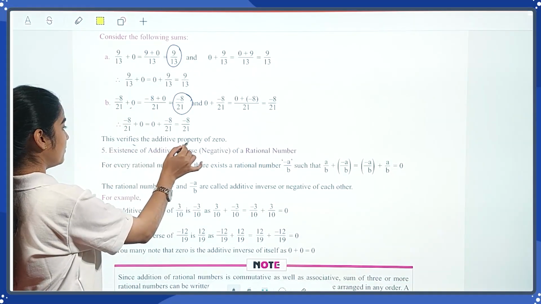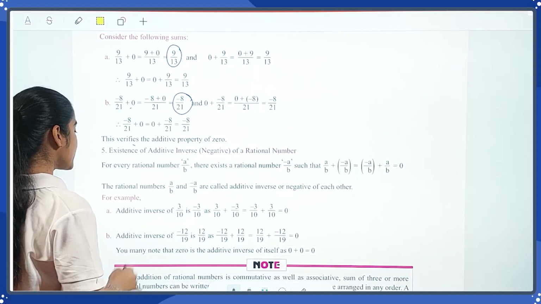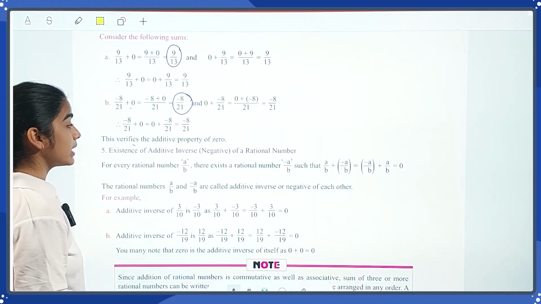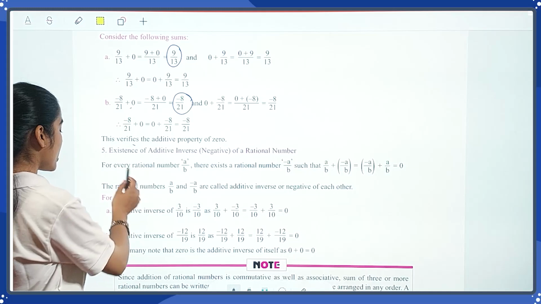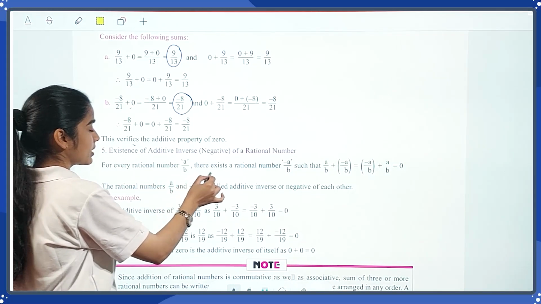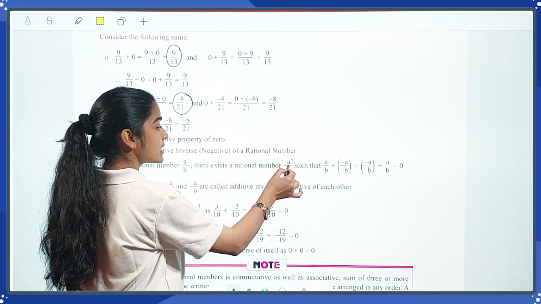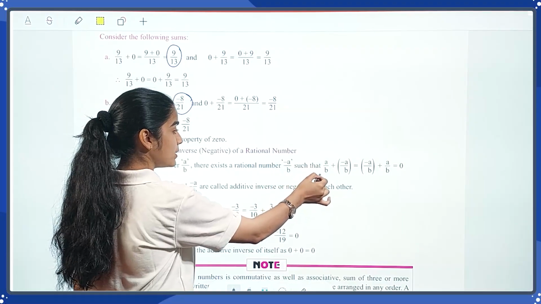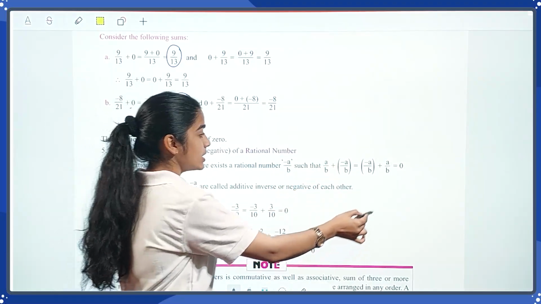This verifies the additive property of 0. Next, existence of additive inverse, negative of a rational number. For every rational number a by b, there exists a rational number minus a by b, such that a by b plus minus a by b is equal to 0.